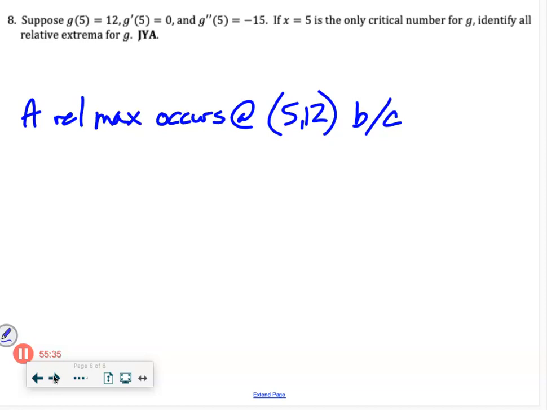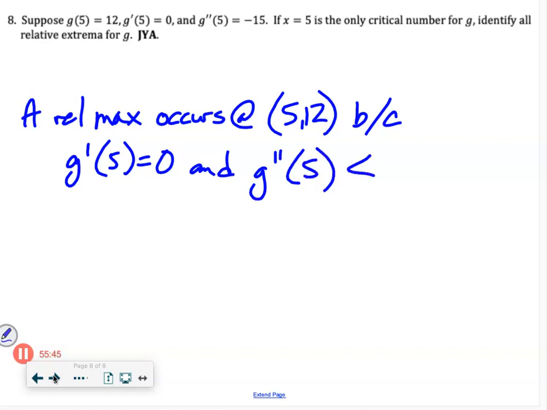Because g prime of 5 equals 0. And please don't write g double prime of 5 as negative 15, because that makes it sound like your second derivative has to be negative 15 to have a relative max, and it doesn't. It just has to be negative. So g prime equals 0 and g double prime is negative is your because statement for second derivative test for max. That was that question. That was easy, 2 points if you knew your second derivative test.